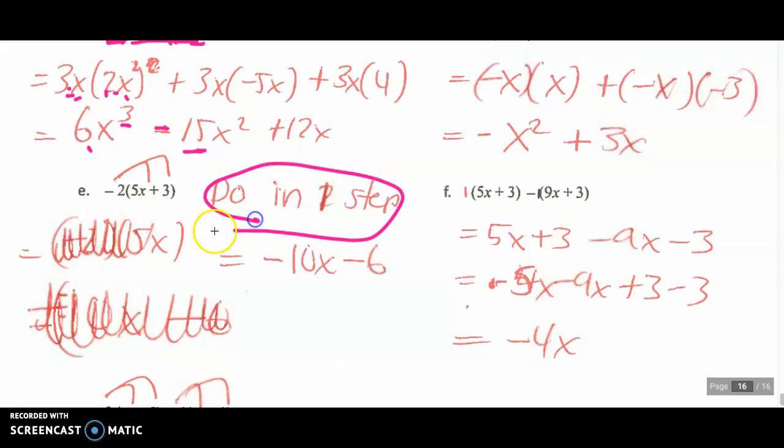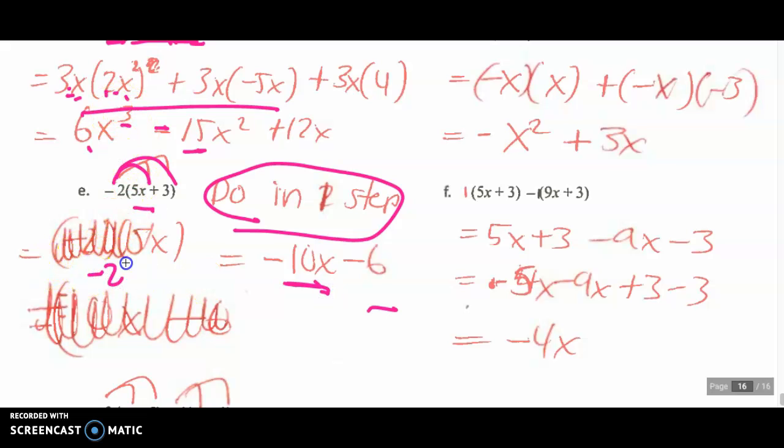That's me trying to be efficient, and look what happened. So do this in one step. You can do it in one step if you want. Instead of showing what you're doing, you can just go ahead and say that times that is that, that times that is that. So minus 2 times 5x, you can just write down as negative 10x. You don't have to write out the step.